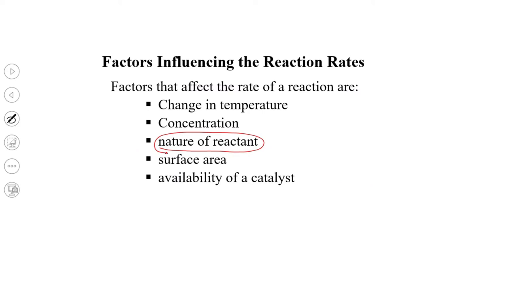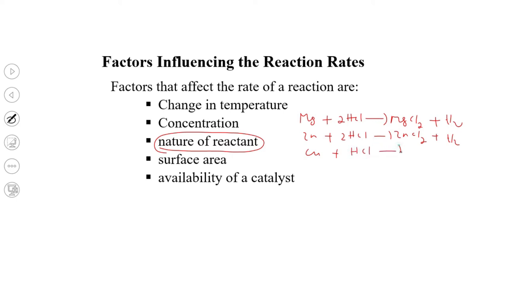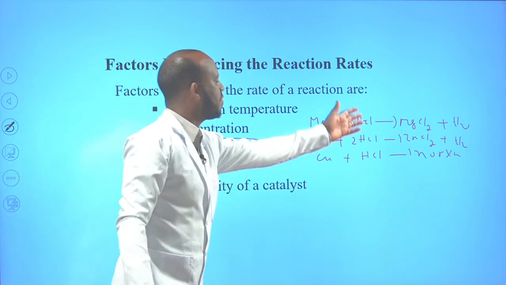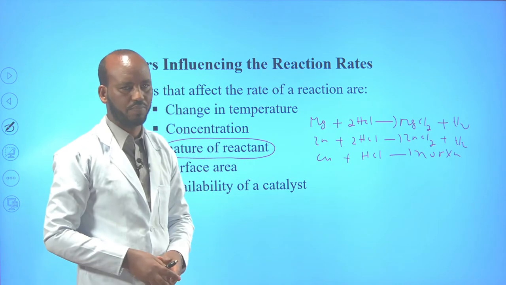You can take this as an example. Magnesium plus hydrochloric acid to form magnesium chloride plus liberation of hydrogen gas H2. Again, zinc plus hydrochloric acid HCl to form zinc chloride plus hydrogen gas is liberated. Copper plus hydrochloric acid, copper plus HCl, no reaction, you see? Now this is chemical behavior of reacting substance.